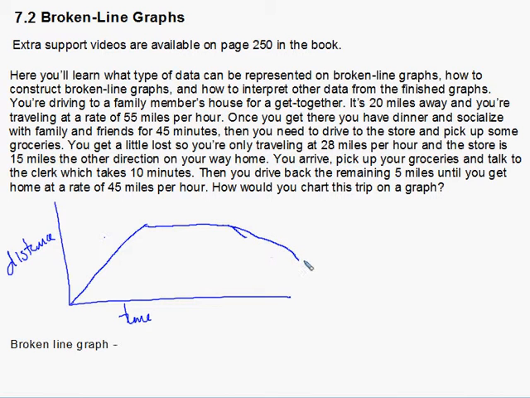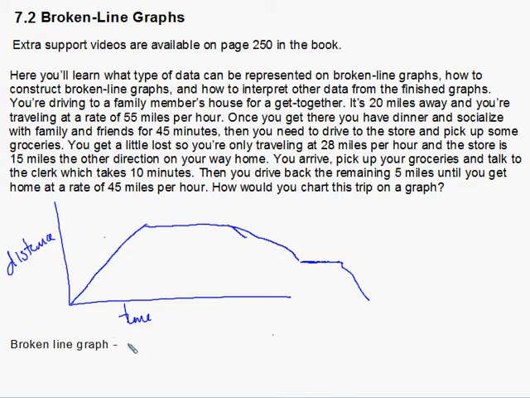Pretend it's a straight line. Then we go to the grocery store. And then we talk to the clerk. Then we drive home. So it's lumpy. It's not nice straight lines. It's like mountains and plateaus and things, okay?